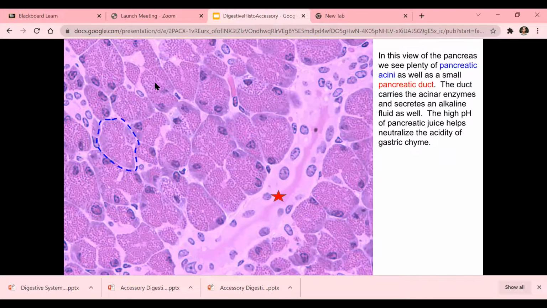Here is the other picture of the pancreas. In this picture, you can only see the pancreatic acini, and between these acini, you can see a pancreatic duct which conveys the secretion into the duodenum. The secretion of our pancreas is alkaline in nature. It comes to the duodenum. The chyme which comes from our stomach is acidic, and this alkaline nature of pancreatic juice neutralizes the acidity of chyme for us.